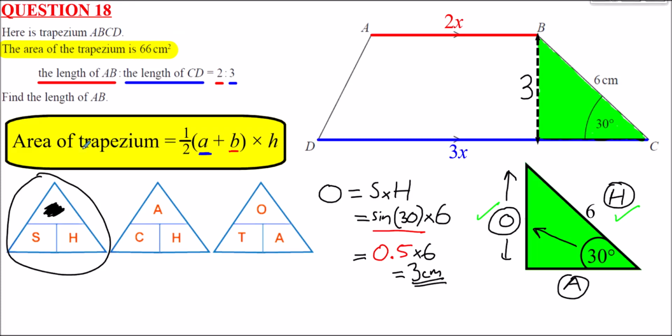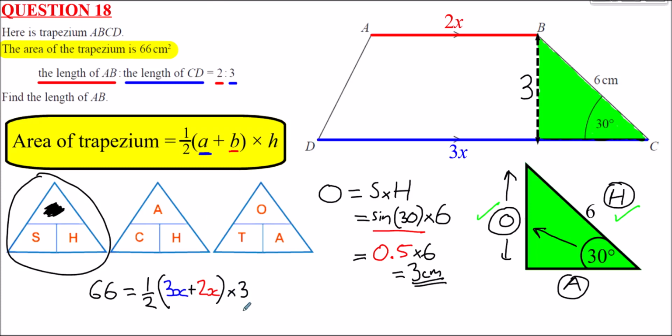So using this formula here, the area of trapezium, 66, equals half A and B are the top and the bottom, the two parallel sides added together. So one parallel side is 3x, the other is 2x. So I'm going to add those two together, 3x and 2x, and then multiply that by the height, and the height is 3.